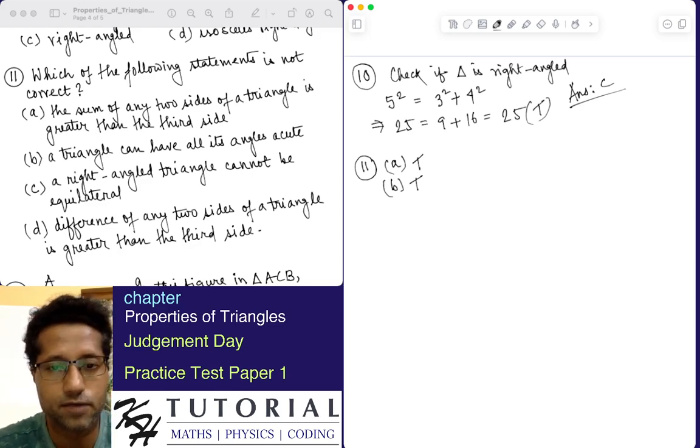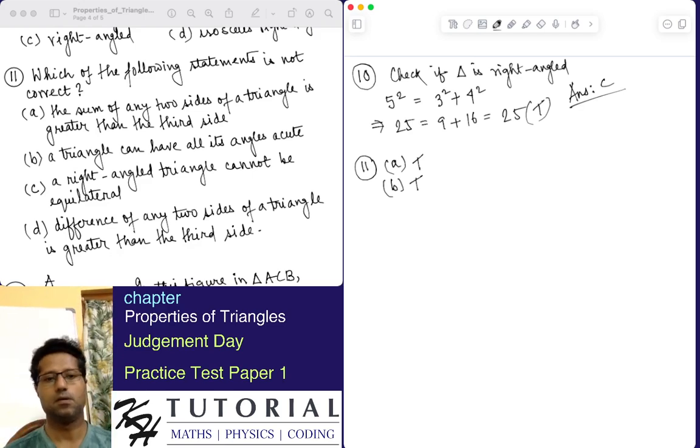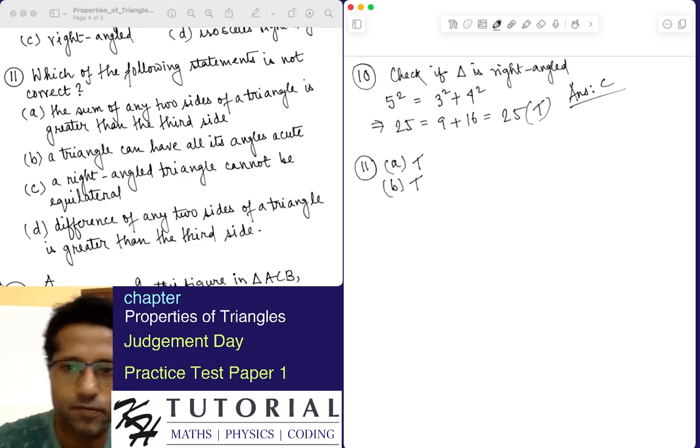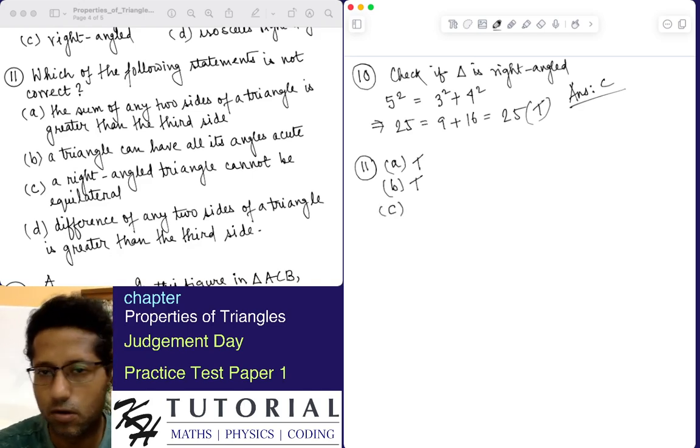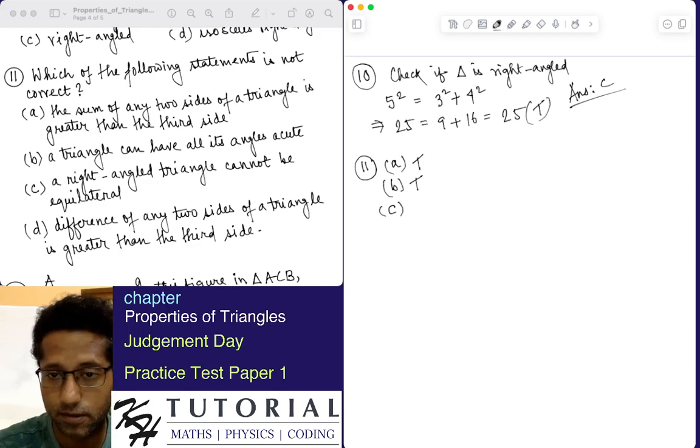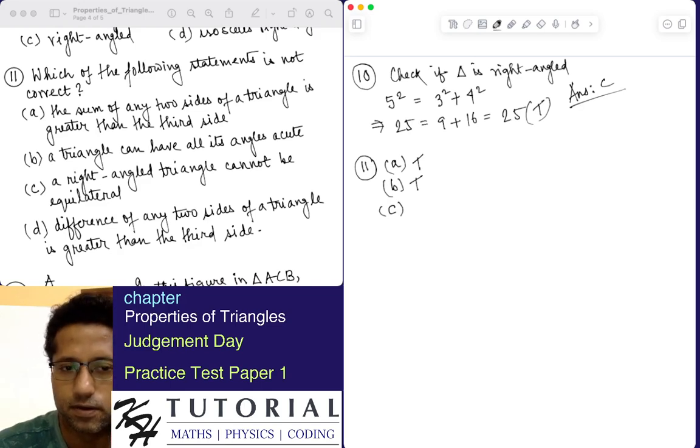C: a right angled triangle cannot be equilateral. This is also true, because if a triangle is equilateral, all its angles are equal and each is 60 degree. A right angle triangle has one angle of 90 degree, so a right angle triangle cannot be equilateral. So this is true. What is D?